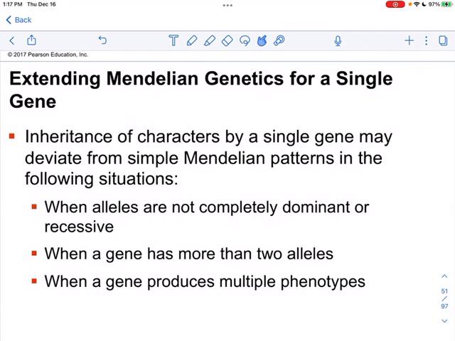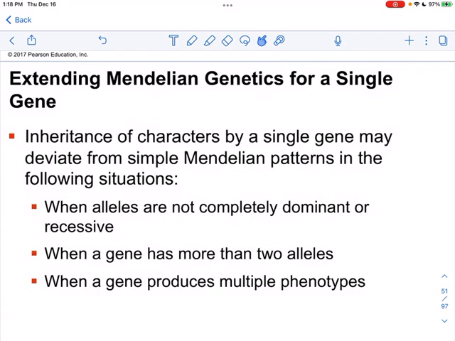So the inheritance of characteristics by a single gene can deviate from Mendelian patterns when the alleles are not completely dominant or recessive, so they don't behave in the way that Mendel's genes that were dominant or recessive behaved. They behave in a slightly different fashion. Or sometimes we have a single gene that actually has more than two alleles. And then even further, we have identified some genes now that actually are capable of producing multiple different phenotypes. And there's a lot of reasons behind that. We're going to get into talking about each one.